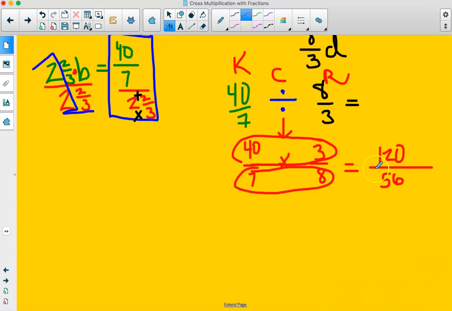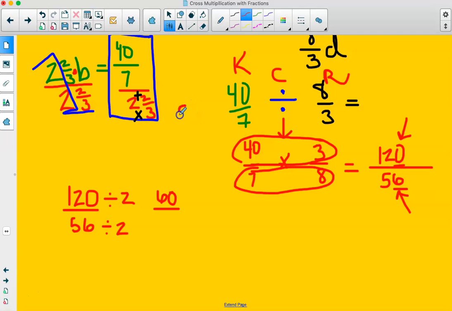I notice right away that in the ones place, I have a 0 in the 120. And when I look at the number 56, the ones place is a 6. Both 6 and 0 are even, so that means that 120 and 56 are both even numbers. And even numbers can be divided by 2, or split in half. So I'm going to start reducing my fraction. Half of 120 is 60. Now I'll take 56 and divide it by 2.